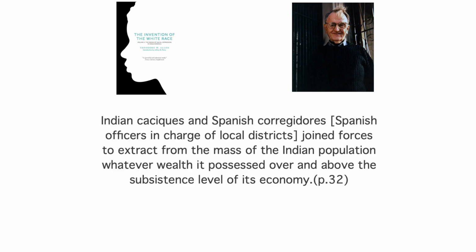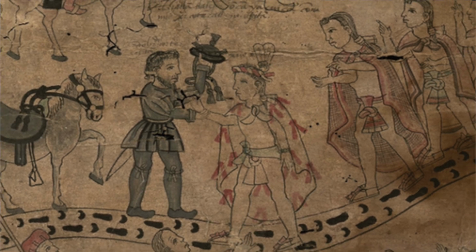Now watch this. Indian caciques and Spanish corregidors, Spanish officers in charge of local districts, joined forces to extract from the mass of the Indian population whatever wealth it possessed over and above the subsistence level of its economy. And so they both teamed up to prey on the weak and vulnerable. And preying on other people is a tendency of this apex predator called the human, right? And it can be expressed in any human who allows it to be expressed through the human vessel. And there's no shortage of people out here from all backgrounds who have no problem preying on other people, right? Whether it's their own people or not, right? That doesn't matter. Let's keep reading.